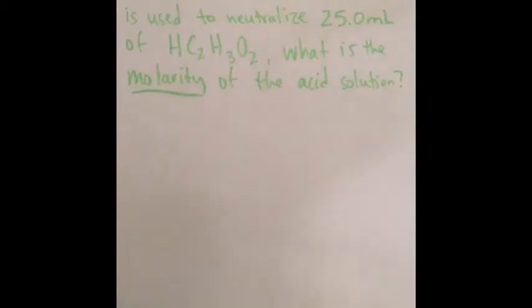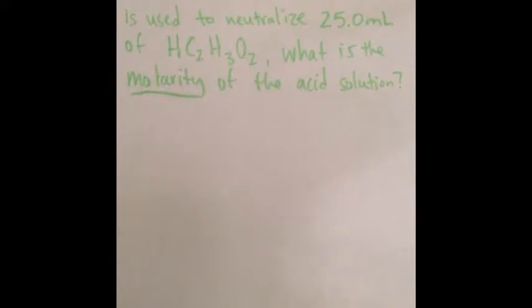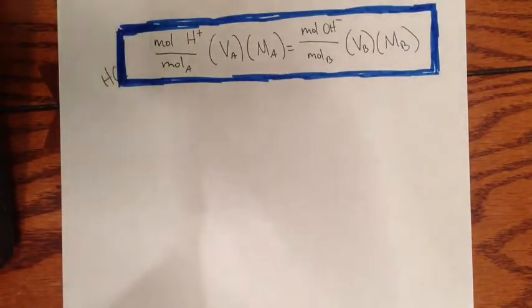If 15 milliliters of 0.50 molar sodium hydroxide is used to neutralize 25.0 milliliters of acetic acid, what is the molarity of the acid solution? Now, let's set up our equation.